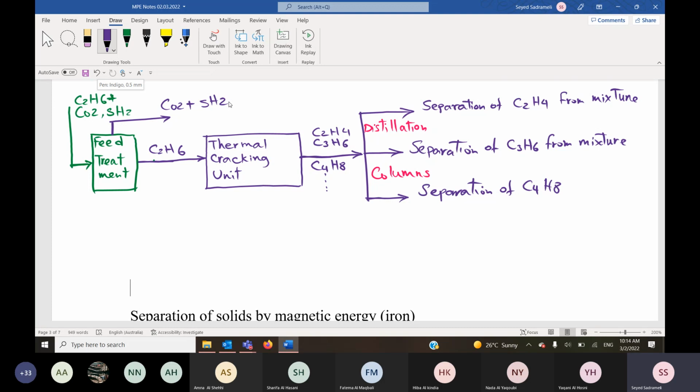So when C2H4 and C3H6 go for polymerization for polyethylene and polypropylene, these are harmful to the catalyst in the reactor. So we have to clean at the beginning. So this is one example of the separation processes at the upstream and downstream together.